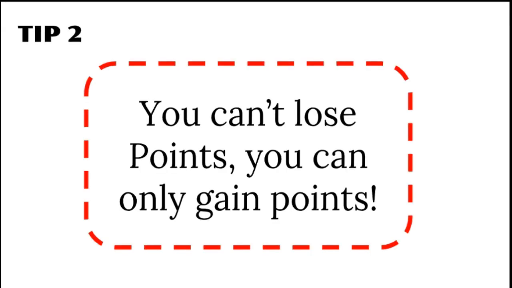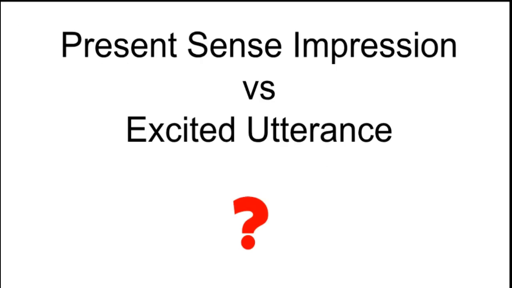My tip number 2 is that you can't lose points on this exam. You can only gain points. So here's an example. Let's talk about present sense impression and excited utterance. A lot of students say it's very hard to know the difference between the two, right? But let's say you're just one of those students who don't know the difference between the two. Question comes up, how do we distinguish which one to do? Well, here's a hint. You do them both.